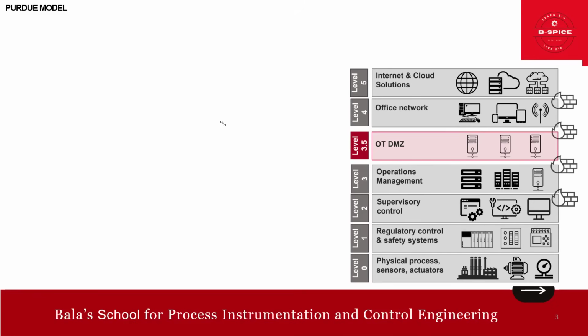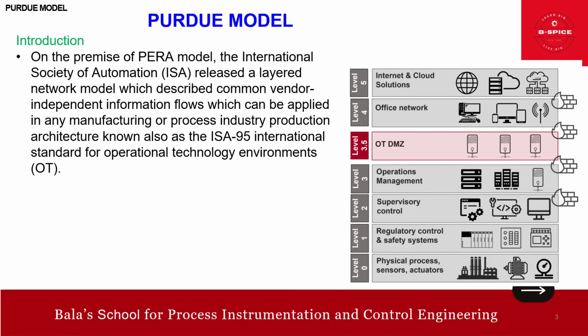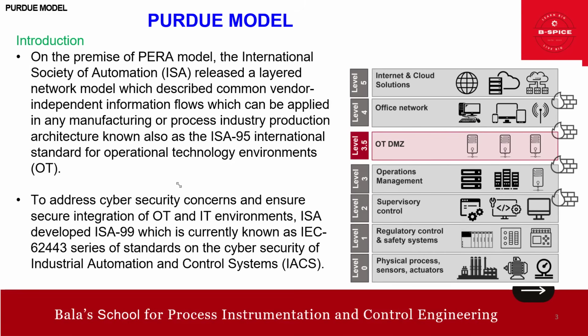On the premise of the PERA model, the International Society of Automation, ISA, released a layered network model which describes the common vendor-independent information flows which can be applied in any manufacturing or process production architecture, also known as ISA 95, the international standard for OT environment. Okay, so this is also just one info I want to put forth here.